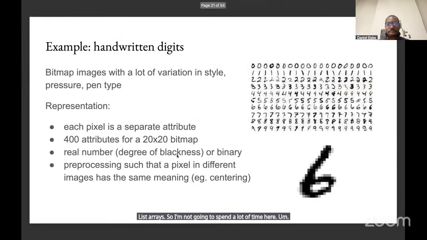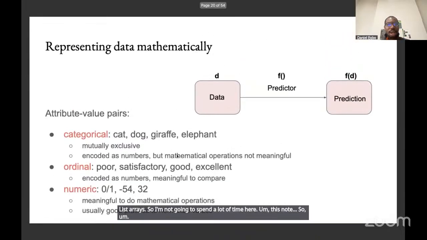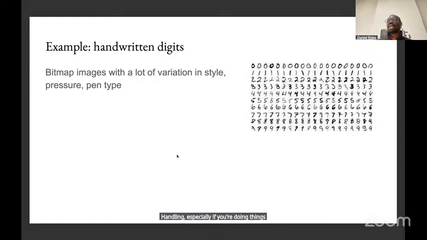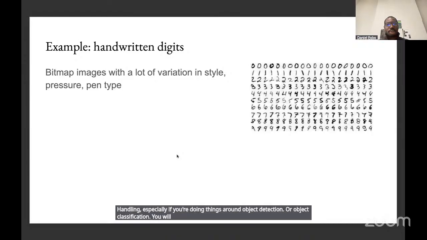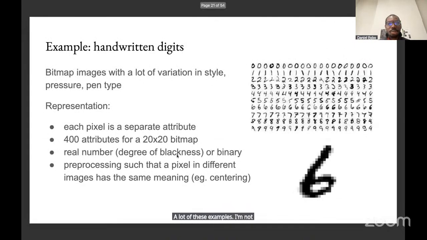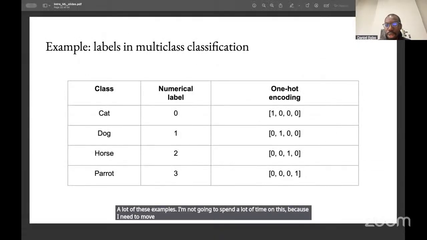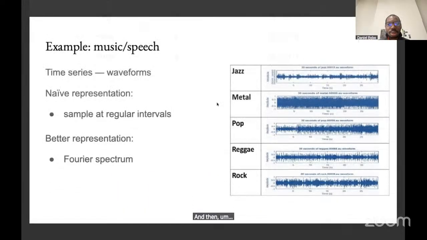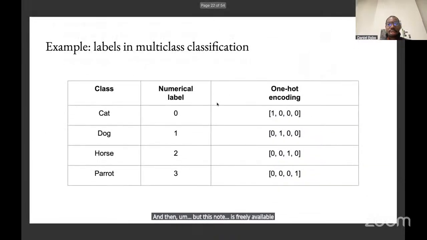So here's an example. These are examples of data sets, handwritten data sets. Some of you may have done something on machine learning in the past. You may have encountered this handwritten data, especially if you're doing things around object detection or object classification. You will see a lot of these examples. I'm not going to spend a lot of time on this because I need to move on to the hands-on, because I think I only have less than 30 minutes. But this note is freely available in the repo, and I think I've given you some concepts.